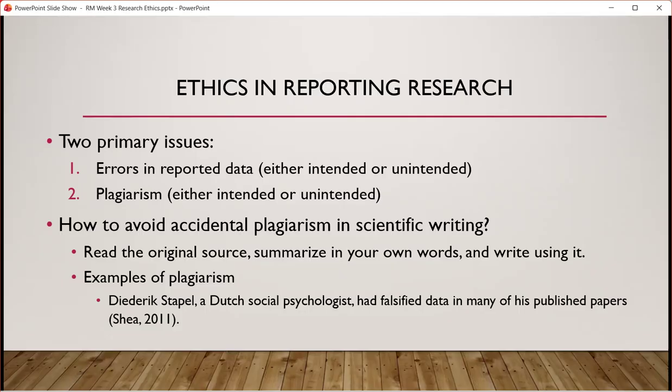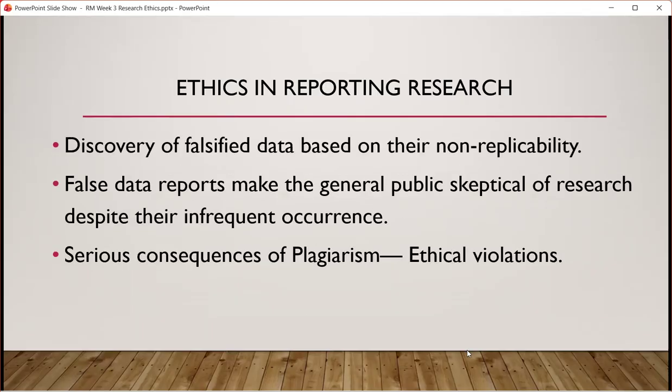And one of the big scandals or big plagiarism issues was Diederik Stapel, a Dutch social psychologist who had falsified so much data in many, many of his published papers. He was so revered, had published so much, was a speaker globally on all of his work. And it turns out he plagiarized and falsified the data in almost all of his papers. It was a huge scientific scandal. So, yeah, don't do that.